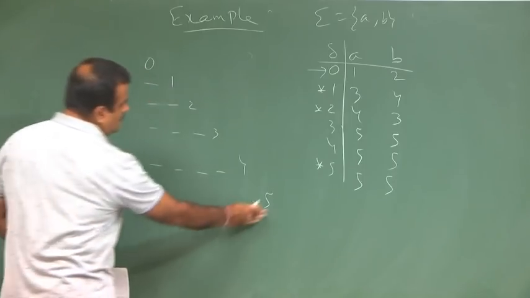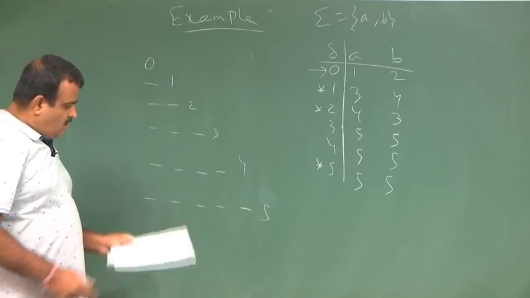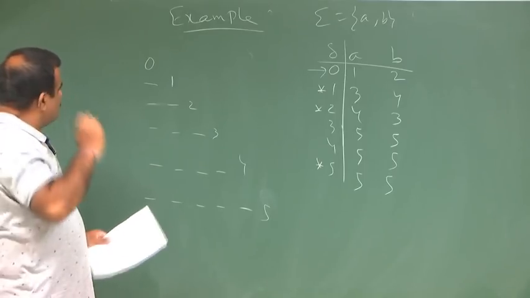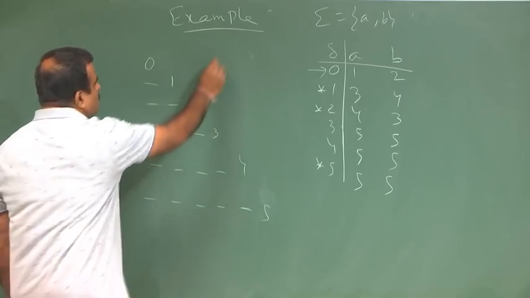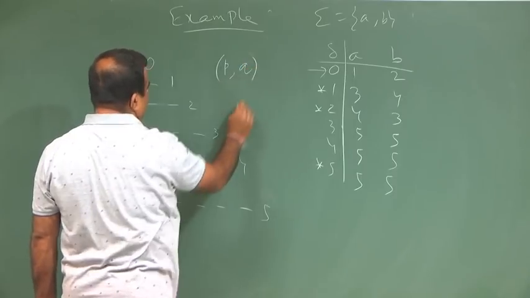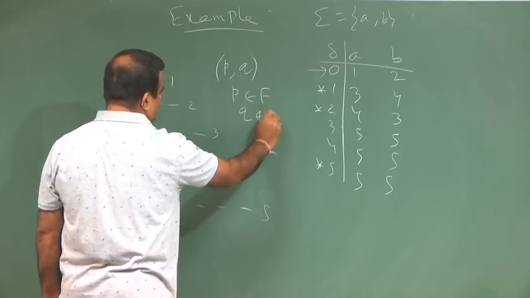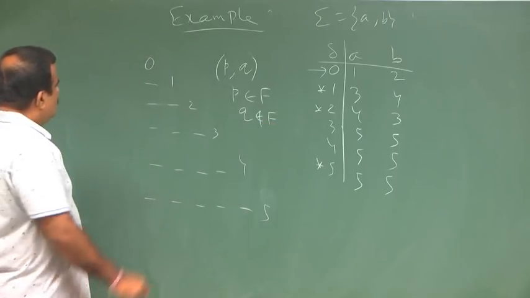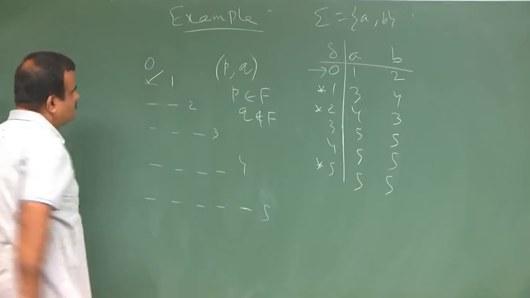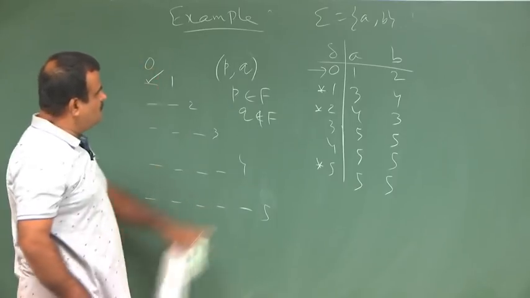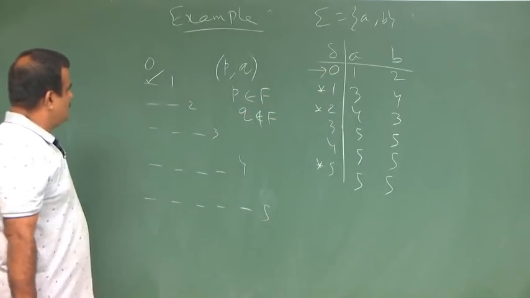Like this is 5. Okay. So, now we check which states we can mark. We will mark the state pair P, Q in the first level marking if P is in a final state and Q is in a non-final state, or vice versa. So, now here 0 is non-final. So, this can be marked, 0 and 1, because 0 is non-final state and 1 is final state.